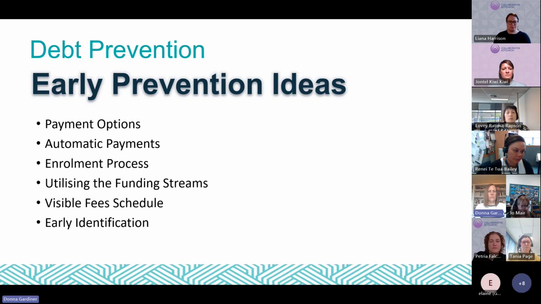They might reveal to the clinician that their partner's been made redundant or something like that, so that you can share that back with the admin team, and they can be talking about putting in some automatic payments, or that they might now be eligible for a Community Services Card, or that you could use SIA.